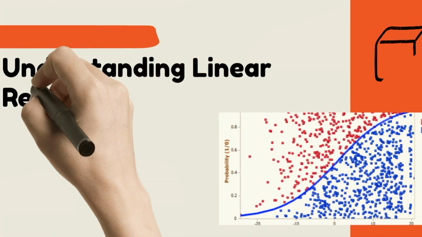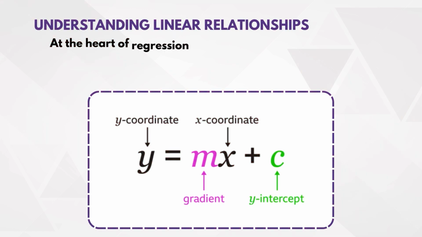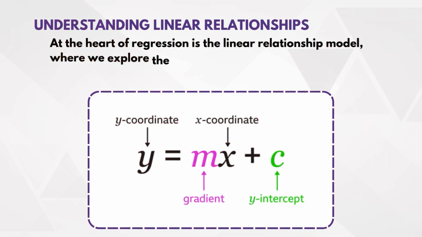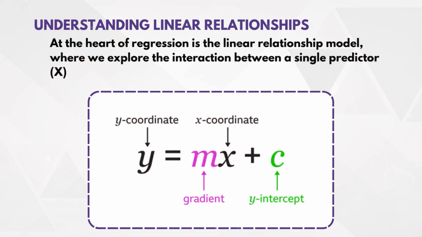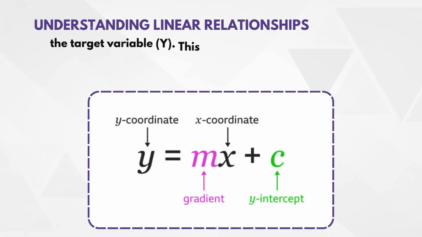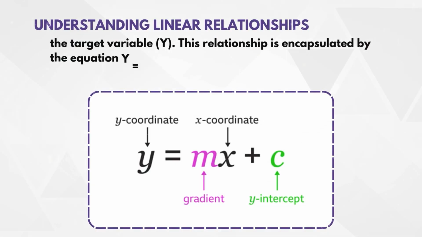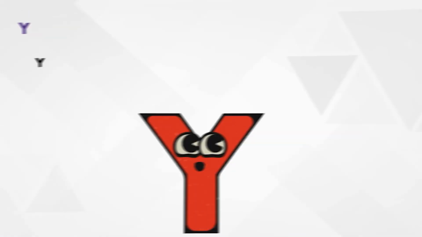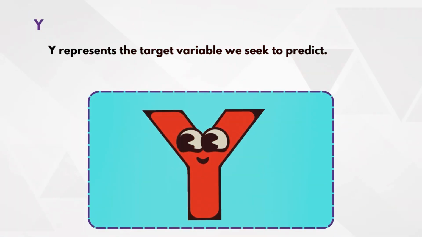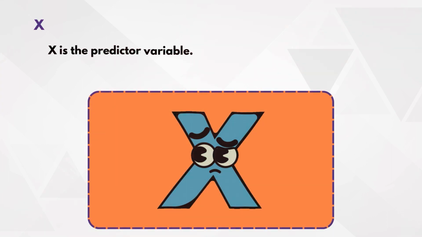Understanding linear relationships. At the heart of regression is the linear relationship model, where we explore the interaction between a single predictor, x, and the target variable, y. This relationship is encapsulated by the equation y equals mx plus c, where y represents the target variable we seek to predict. x is the predictor variable.